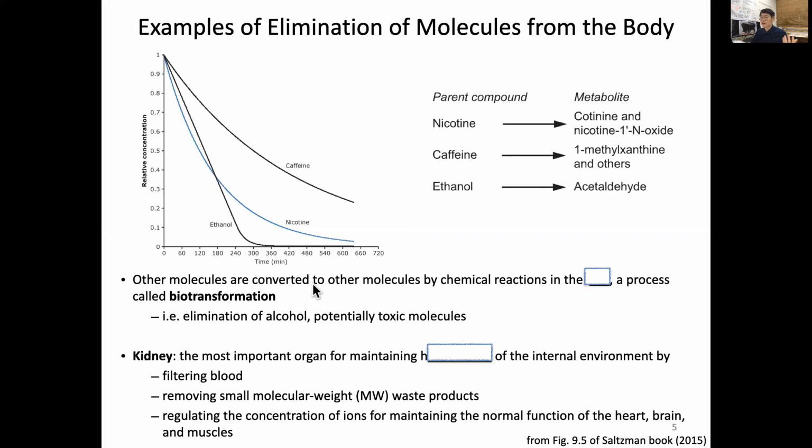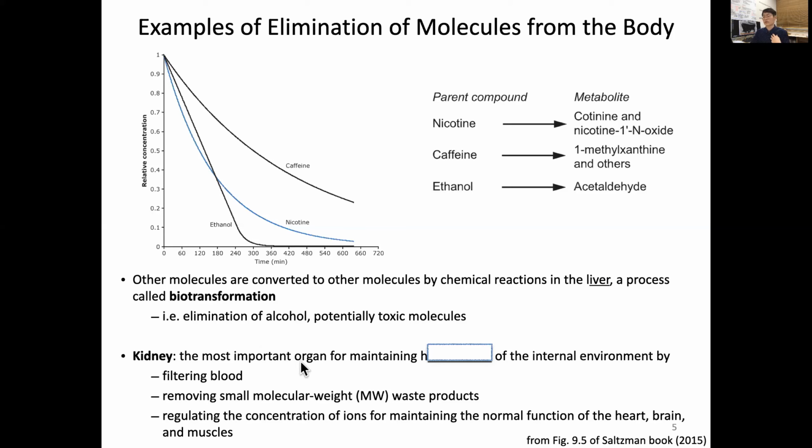Some molecules are converted into another molecule by chemical reactions, especially in the liver, a process we call biotransformation. An example here is elimination of alcohol, because it's a potentially toxic molecule. And now let's talk about the kidney.